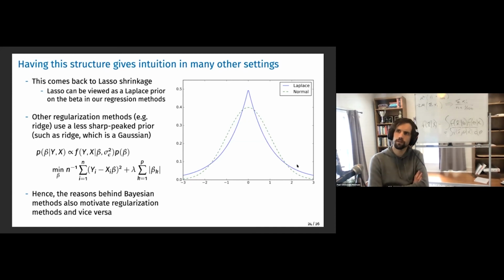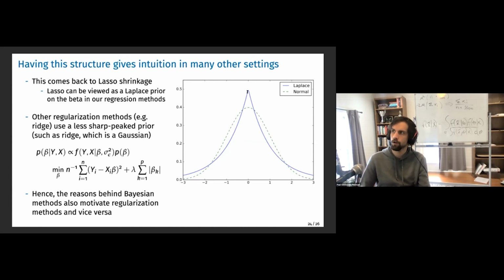What's cool is that lasso can be viewed as a form of having a Laplace prior on the betas in our regression methods. Whereas other regularization methods like ridge regression just use a different type of prior, a less sharply peaked prior. So ridge regression uses a Gaussian prior.